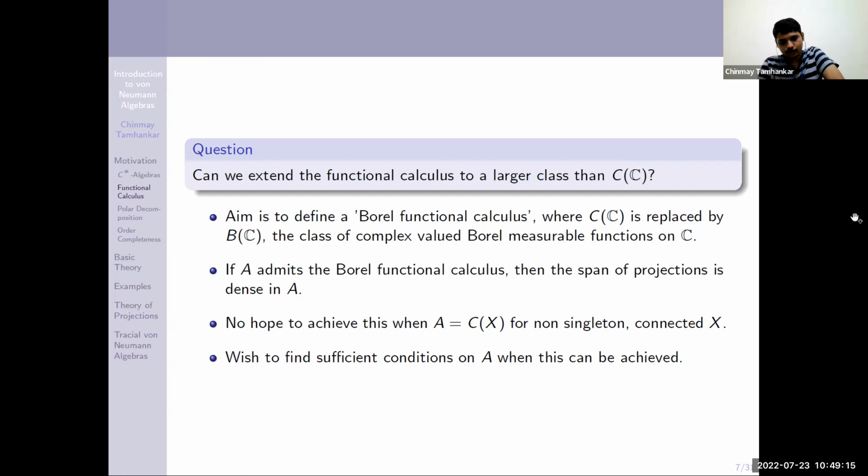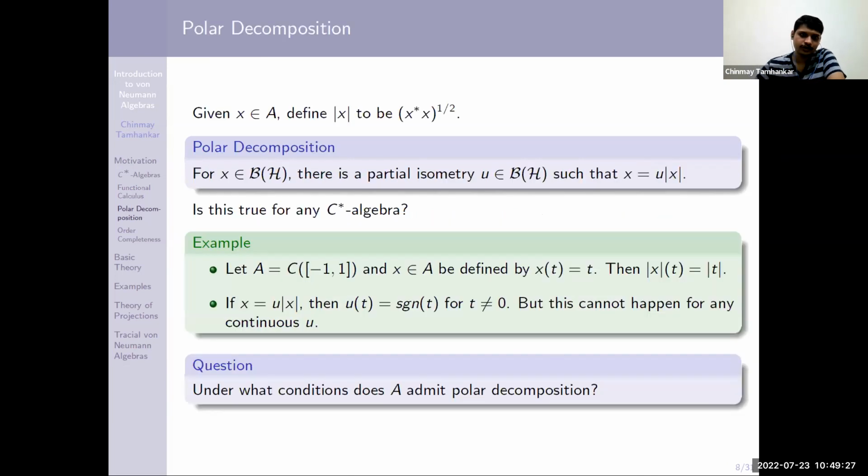And so now what we wish to do is find sufficient conditions under which this can be achieved. So this is one of our aims. Then another one is what we call polar decomposition. So given an x belonging to A, we can define |x| to be the square root of x star x. So we have this function square root on the non-negative real line. We can just extend it in any way to the complex plane and then apply the continuous functional calculus to get this square root.